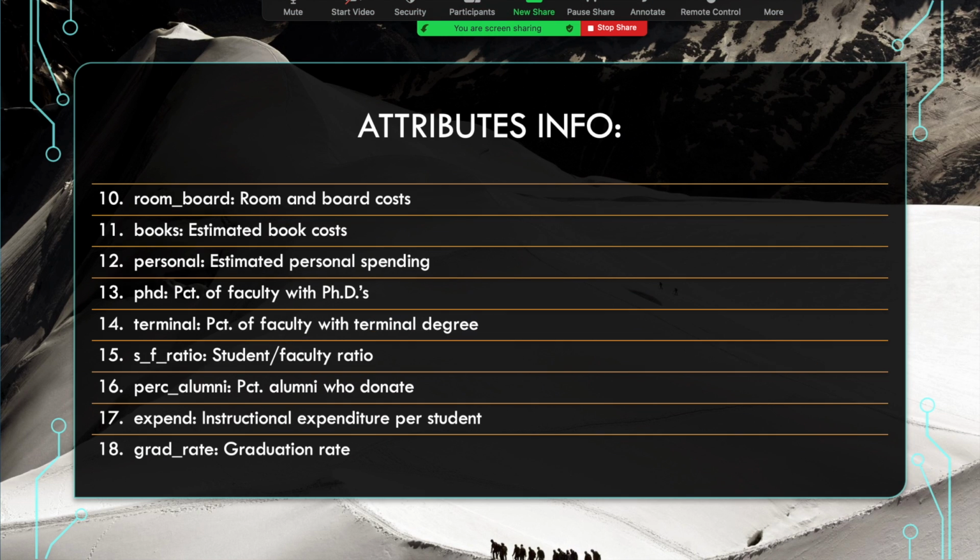Also, a few more attributes where there's books, which is the estimated book cost. There's PhD, which represents the number of faculty with PhDs. There's grad rate, which represents the graduation rate of these students.